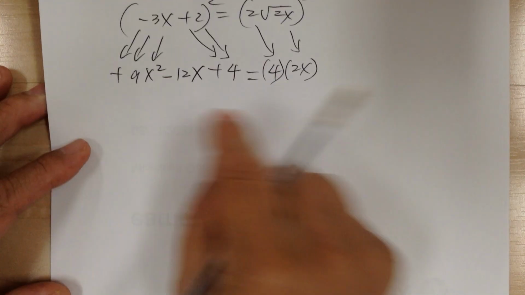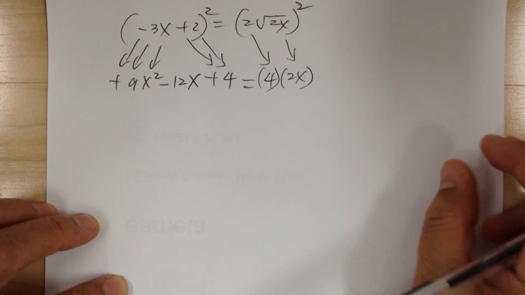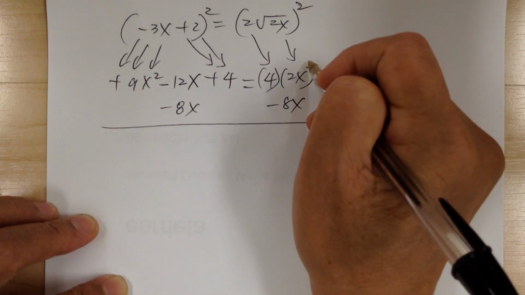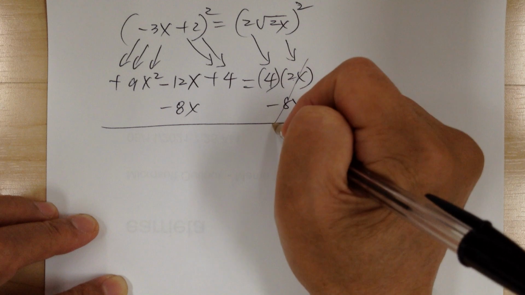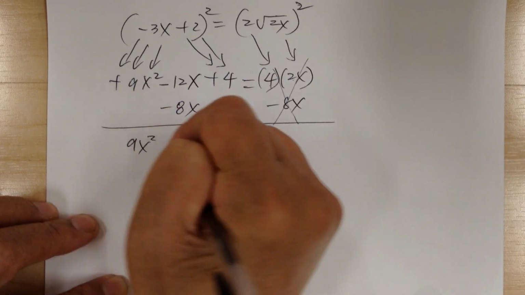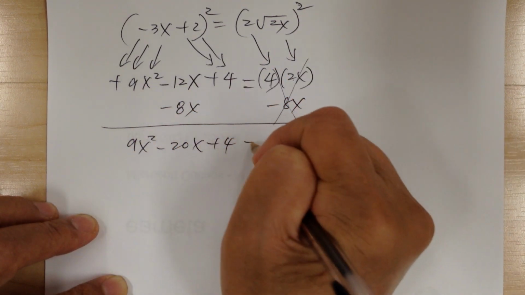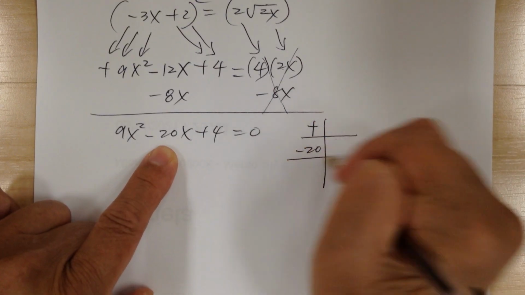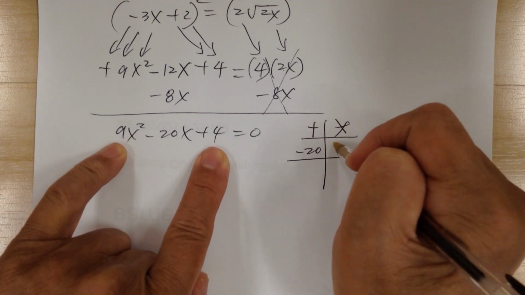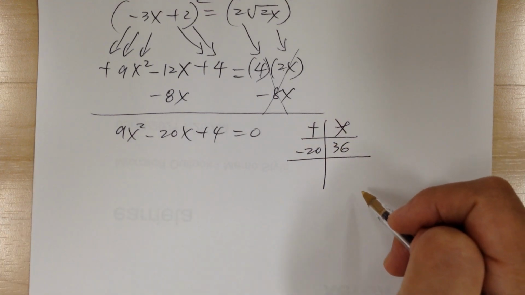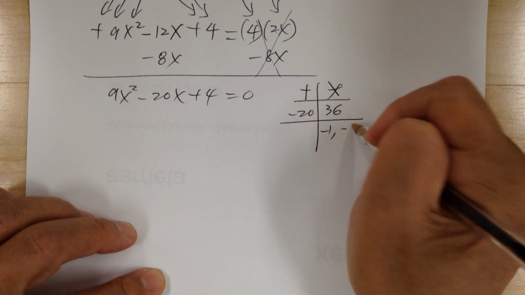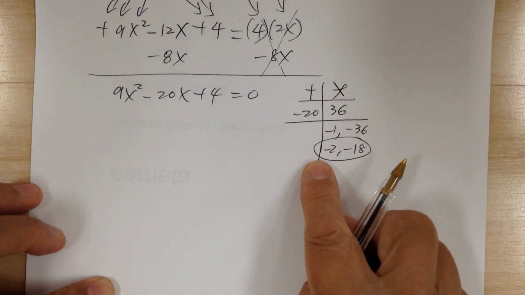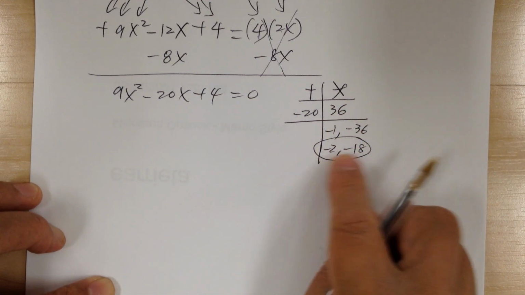Now, there's a square. That means you have to make it equal to 0 to factor. So minus 8x on both sides, so that this will cancel out, right? 2 times 4 is 8, so you have to minus 8x. So you got 9x squared minus 20x plus 4 equal to 0. So again, that's your step 4. You need to add to get negative 20 and multiply to get 36. Okay, so start with negative 1, negative 36, negative 2, negative 18, and that's the one, right? So you can multiply to get that 36, you add to get negative 20.